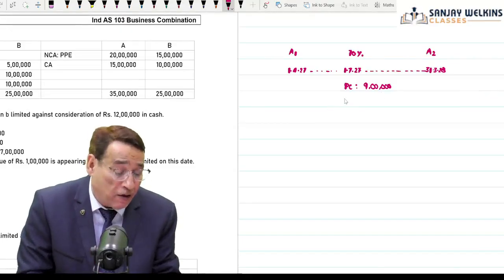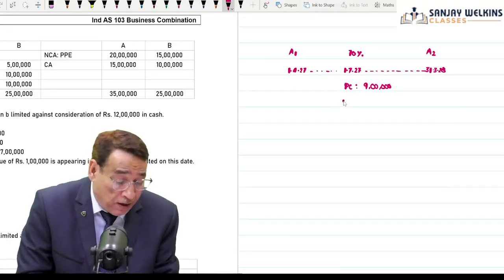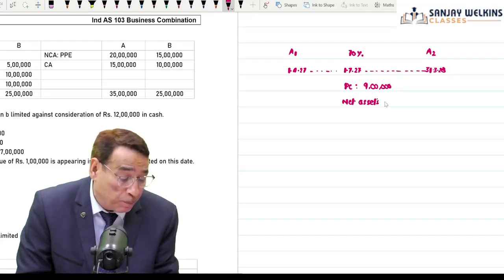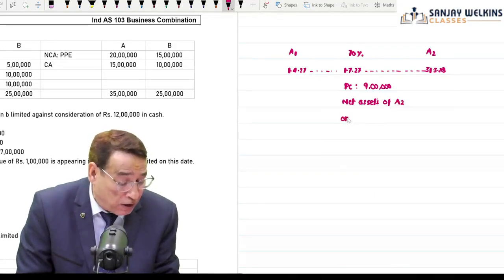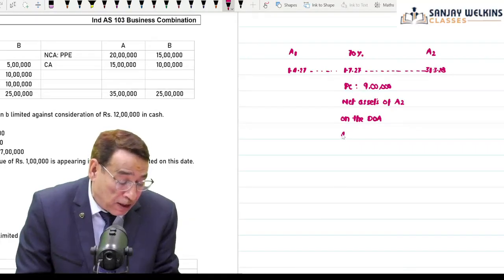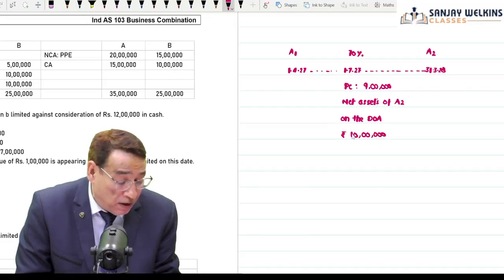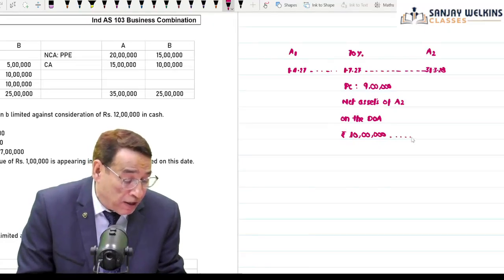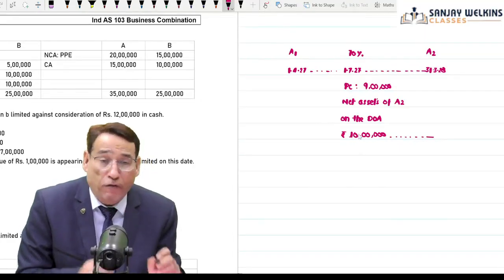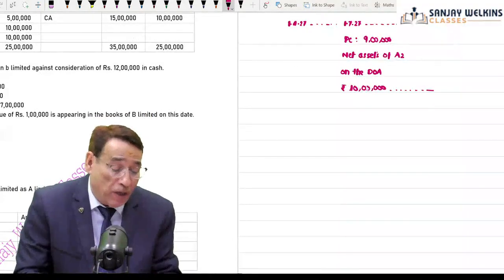Important point is that it is also given in this question that the net assets of A2 Limited on the date of acquisition are equal to 10 lakh. It is also given in the question that on the date of acquisition, the acquiring company has net assets of rupees 10 lakh. What do we mean by all this?